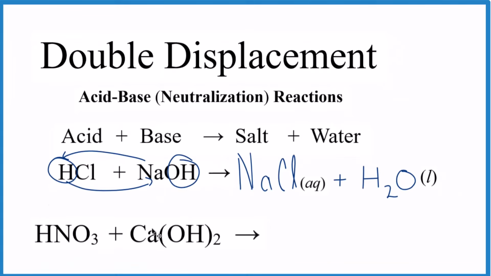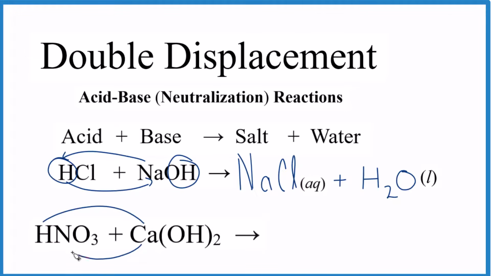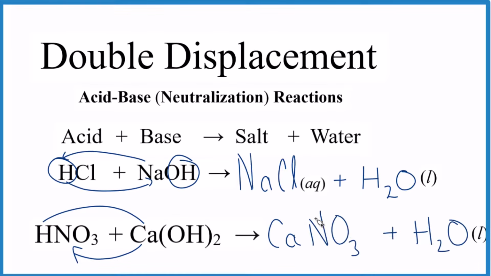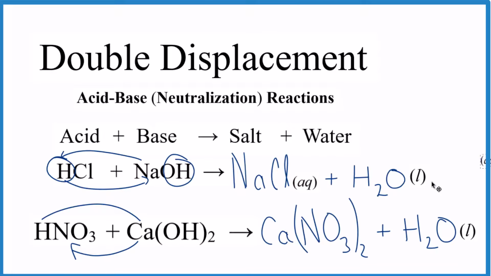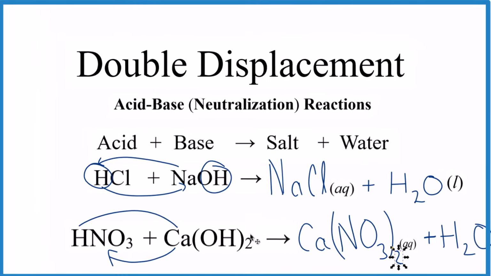Predict the products for nitric acid and calcium hydroxide. So the H and the Ca are going to switch places. So the H goes with the OH, which we know is H2O, and the Ca goes with the NO3. And because the whole nitrate is -1 and calcium is 2+, we do need 2 of the nitrate ions. And nitrate's very soluble. Put an aqueous after that. So that's our acid-base neutralization reaction.